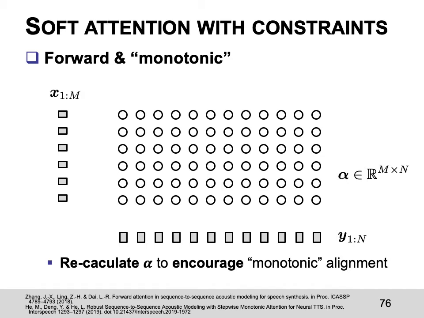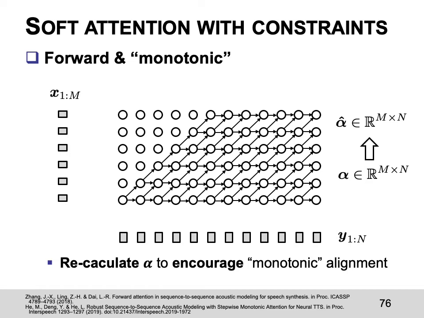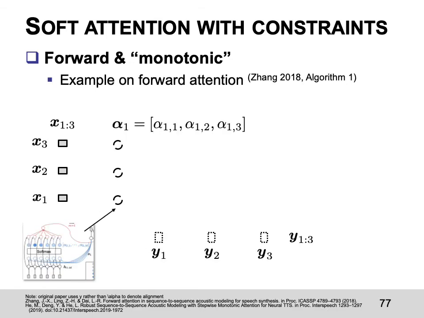The central idea of the forward and monotonic attention is to recompute the alignment matrix. So suppose we have computed the alignment matrix like this. After that, with some kind of prior knowledge, we recompute the alignment matrix to encourage the monotonic alignment. To give you an example of how it works, let's consider this simple task to convert the input x1 to 3 to the output y1 to 3.